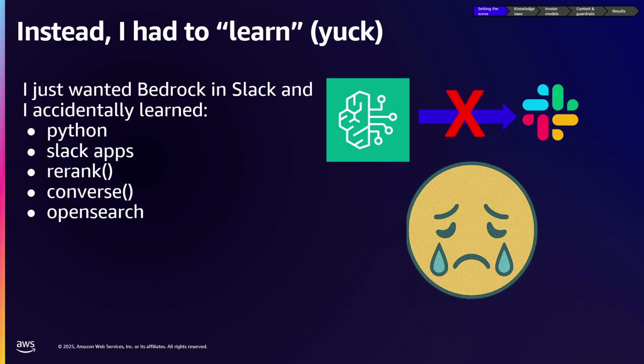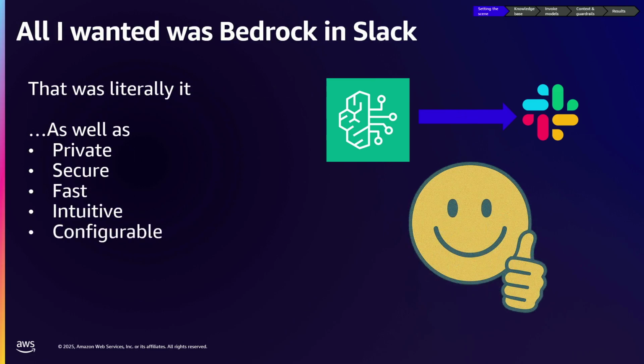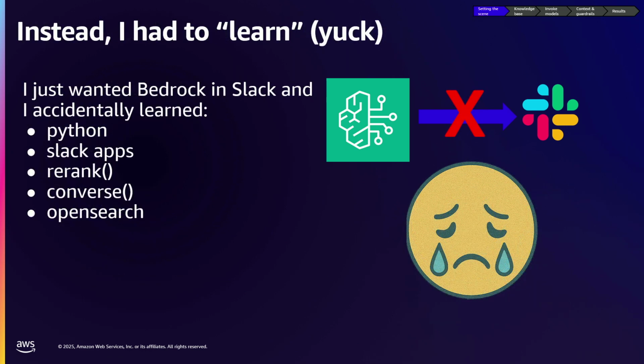I had to learn Python. I had to learn how Slack apps worked. I've never built one of those before that generate webhooks to stuff. You're still jumping. That's weird. I had to learn how re-ranker worked and the Converse API, which is incredible. I'll talk that up all day because it's amazing and it makes this work very, very well. And OpenSearch, which is our sort of vector data store on the back end.